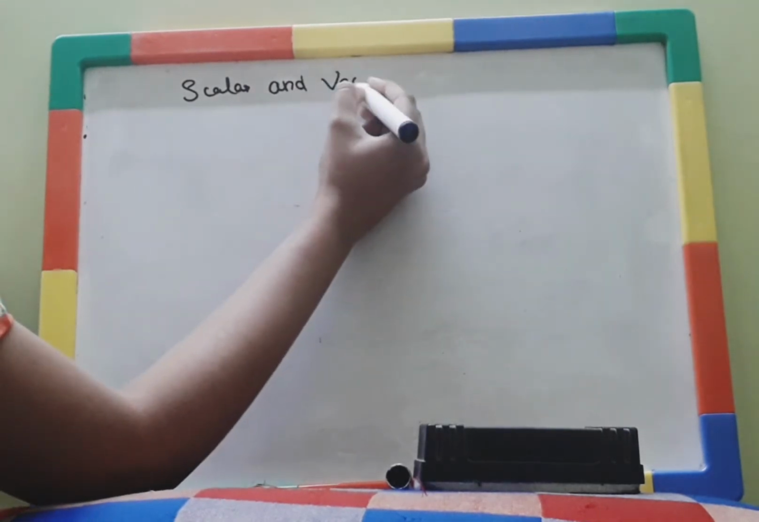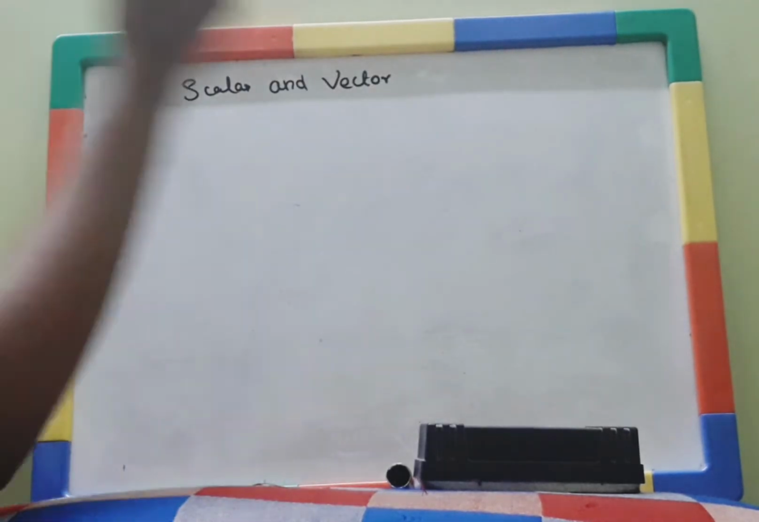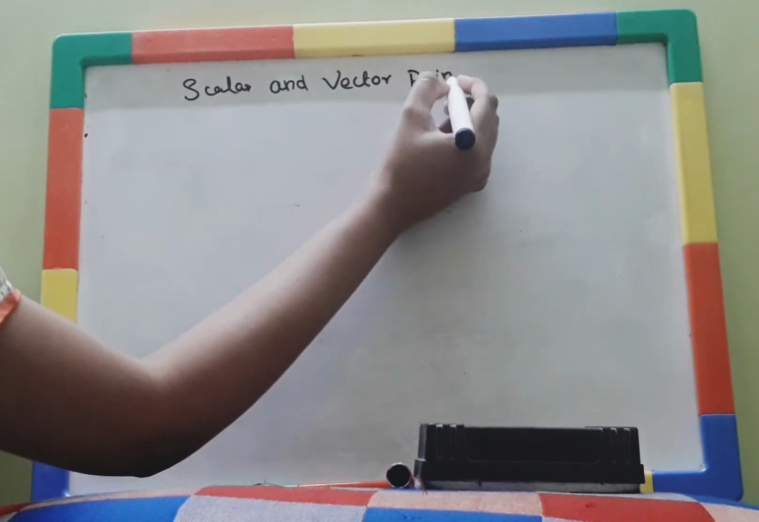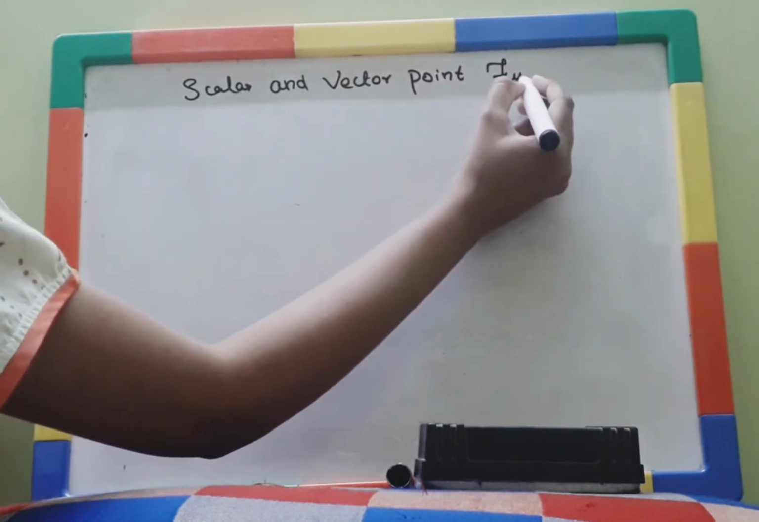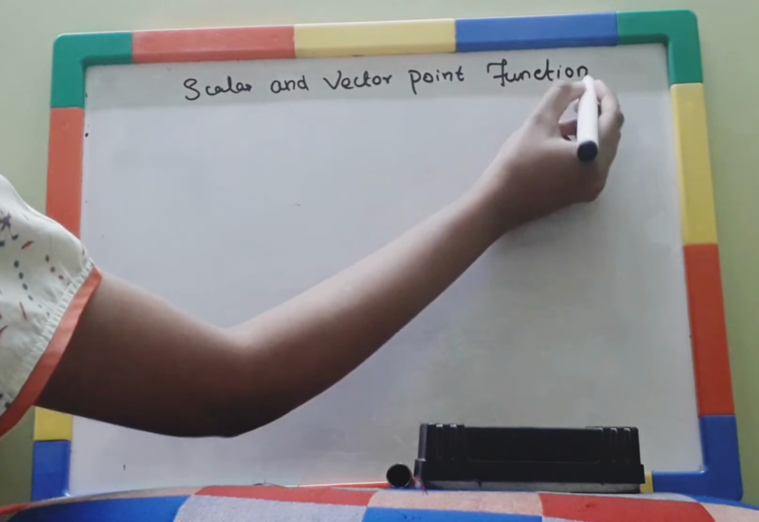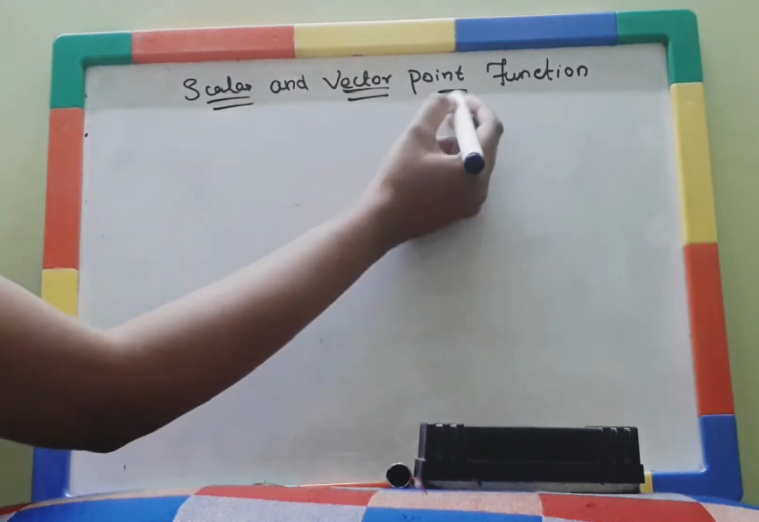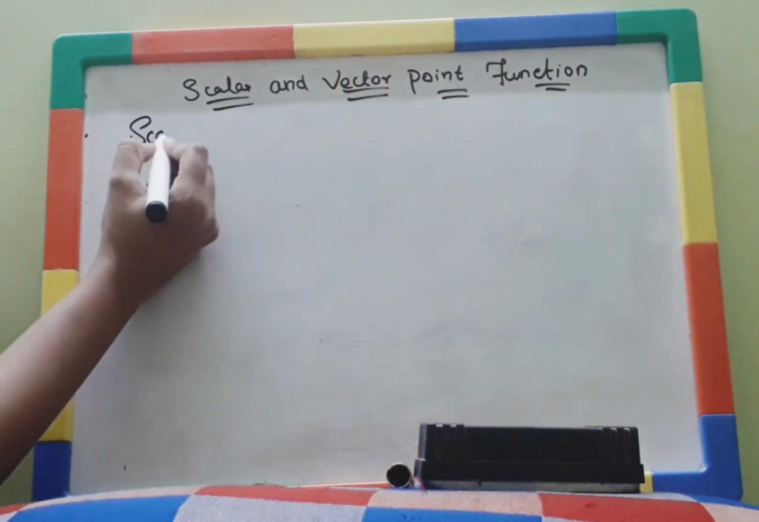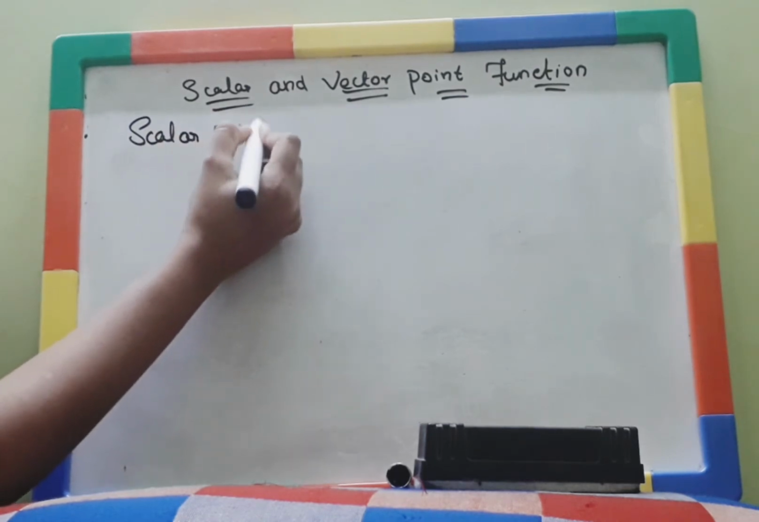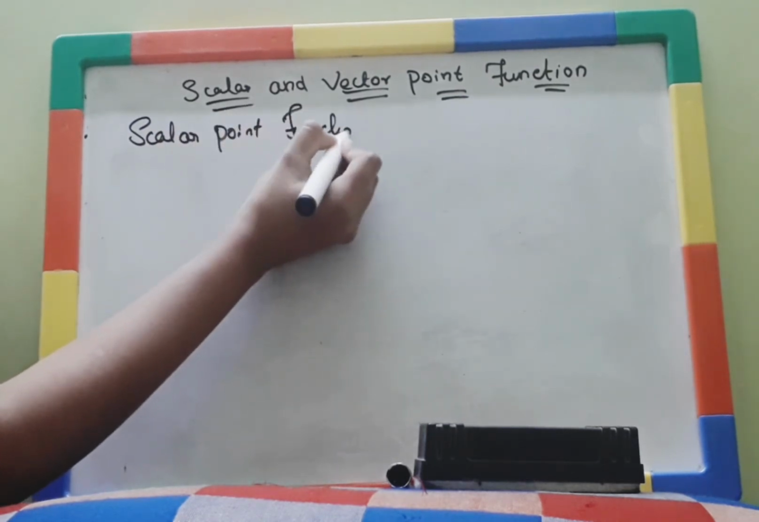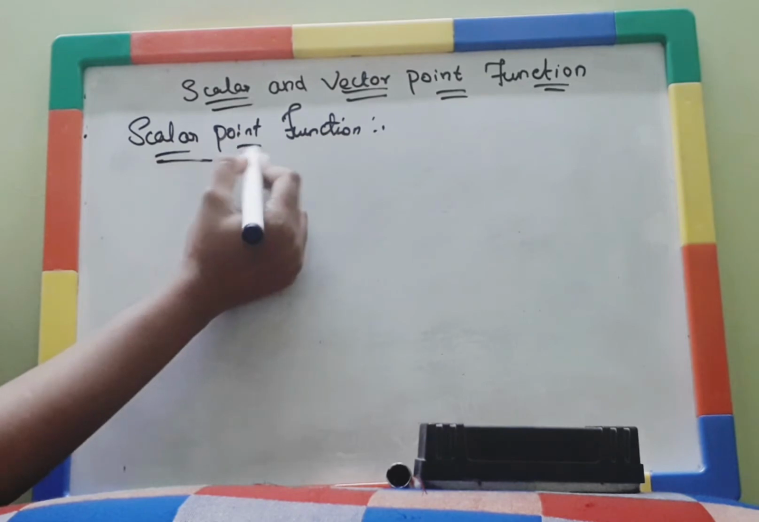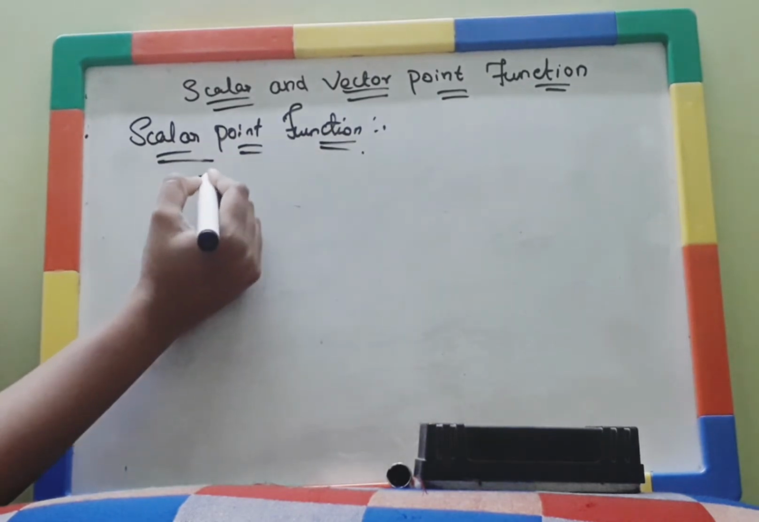What are scalar and vector point functions, and some examples. Okay, scalar and vector point function. It is a very easy and simple concept to understand. Now we are going to see the scalar point function.